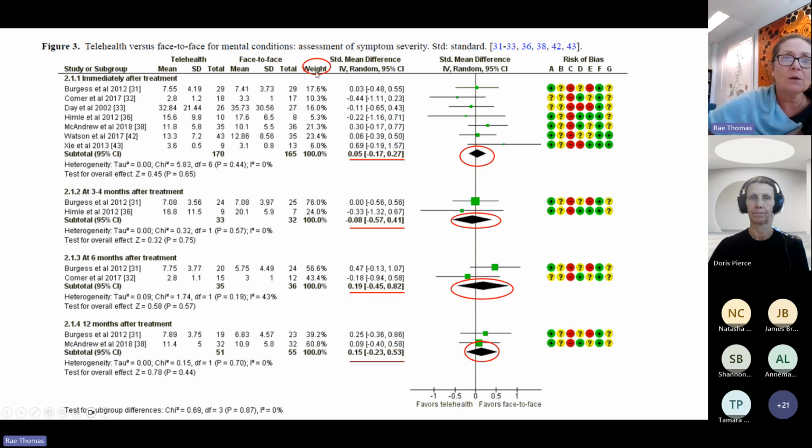Over here is the weight, right? The weight means how much each of those individual studies contributed to the pooled diamond, the big diamond down the bottom. And that's important, because you can see that Burgess here contributed 17.6% of that pooled diamond. Well, that's not bad. You can see the biggest contributor was Watson, and he contributed 23.4.